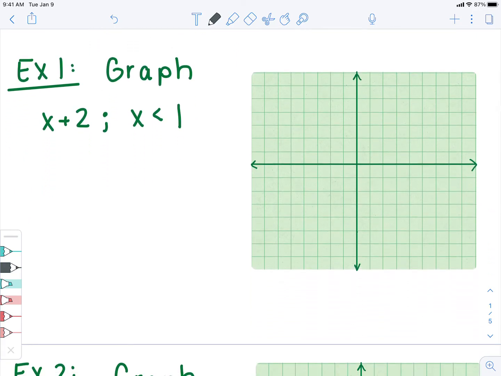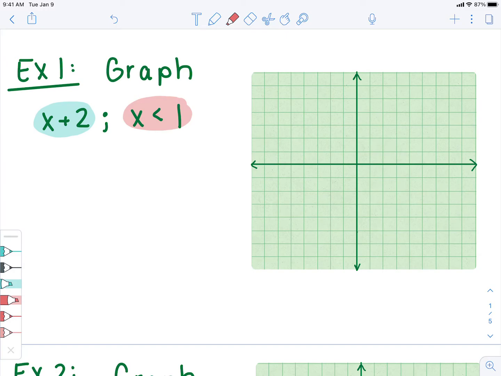So with your first sticky graph, we're going to graph x plus 2, but only when x is less than 1. So this is the equation we want to graph. They're going to tell us which equation to graph, and then they're going to tell us what numbers to plug in, because we're not going to use the entire graph of x plus 2. So we want to graph x plus 2 for all x values less than 1.